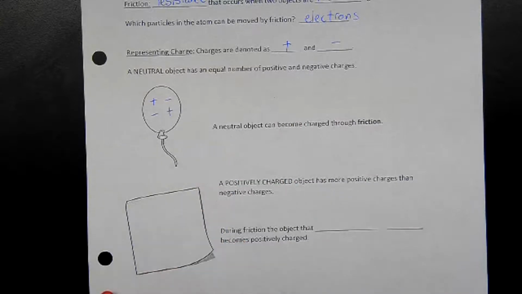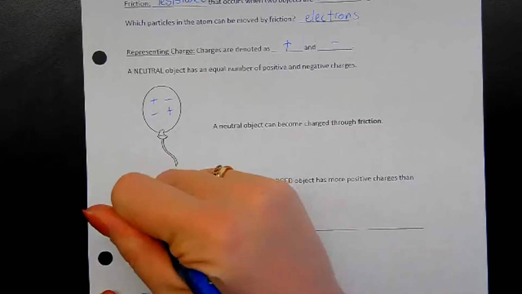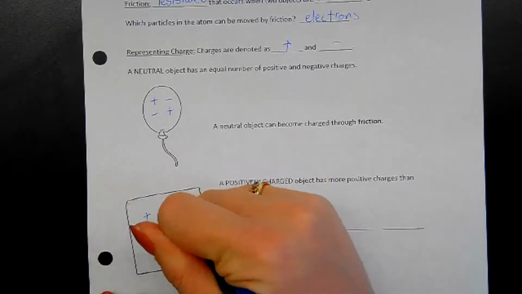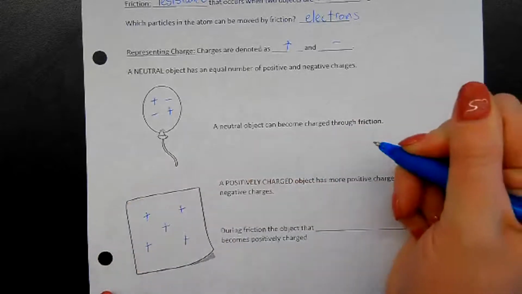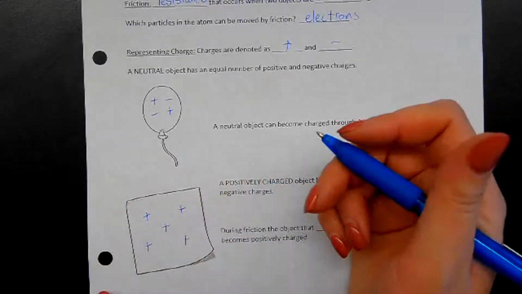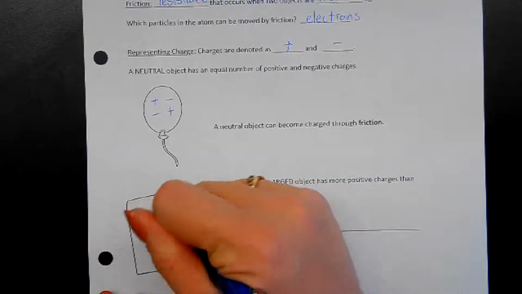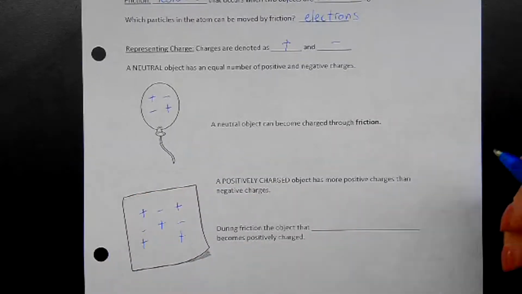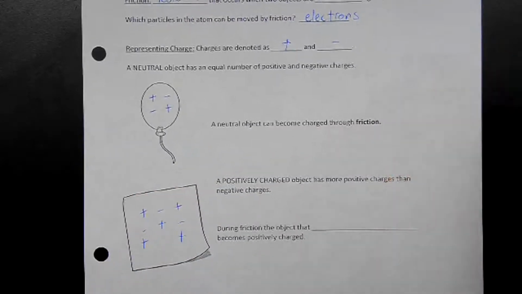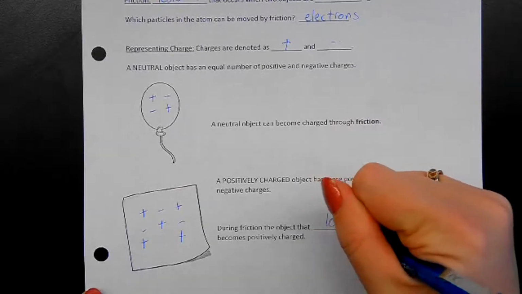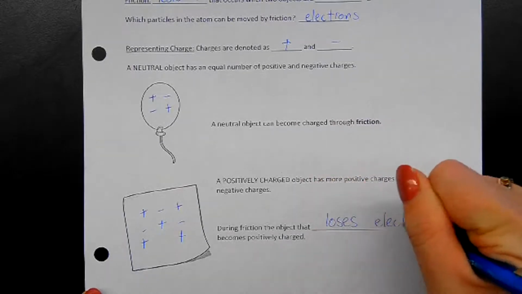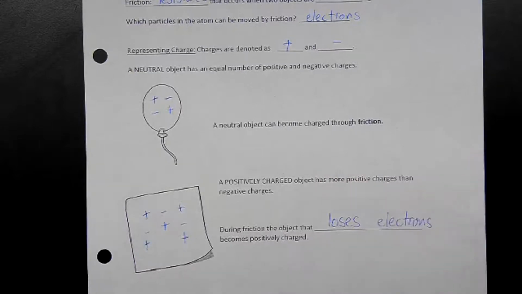And a positively charged object has more positive charges than negative charges. So we can show this. Let's put 1, 2, 3, 4, 5 pluses, because it's positive, but only 3 negatives. So during friction, the object that loses electrons becomes positively charged. This makes sense, right? Because electrons are negative. So when we lose those electrons, they become positive.